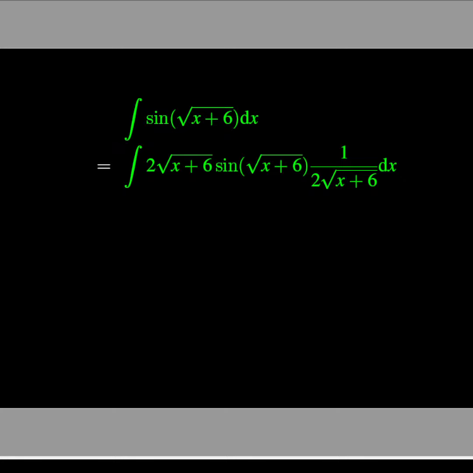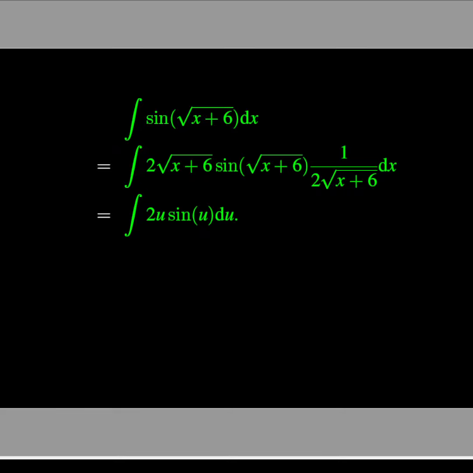We can clearly see u and du in the expression of the integral. So, we replace square root of x plus 6 by u, and the fraction 1 over 2 times square root of x plus 6 by du. We then obtain the new expression of this integral as the integral of 2u times sine of u du.